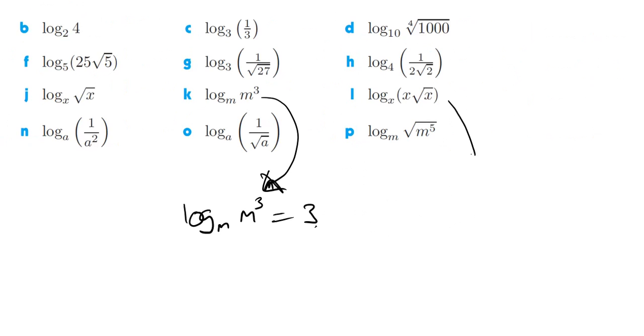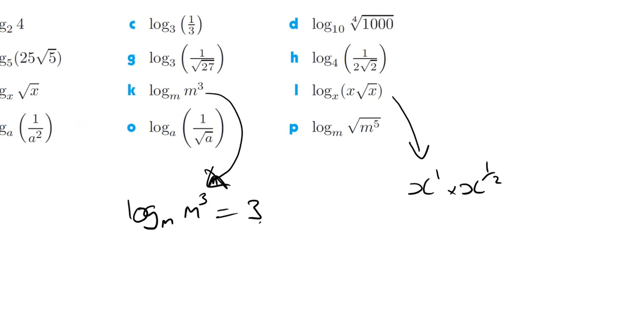Let's take a quick look at L here as well, because this one looks a little more complicated, doesn't it? What is it I need to raise X by to get X root X? So really, what we're doing here is converting X root X to an exponential equivalent. That's X to the 1 multiplied by X to the half, because X is X to the 1, and the square root of X is X to the half. So this is going to be X to the 3 over 2, because I can add those powers together when I'm multiplying with the same base.